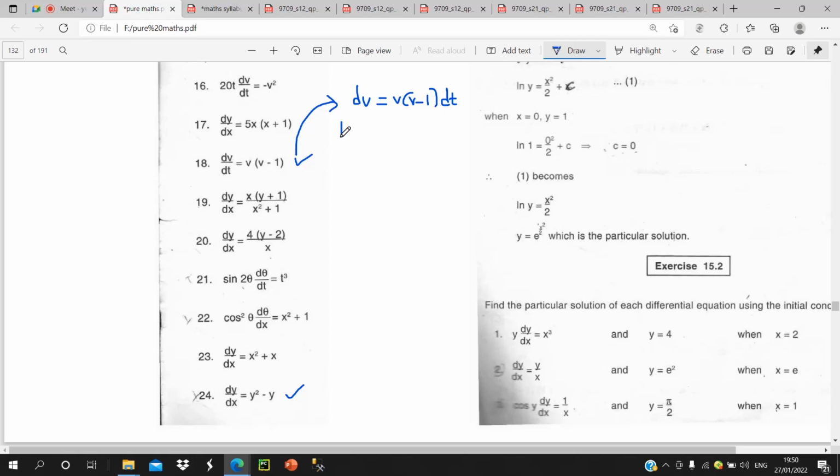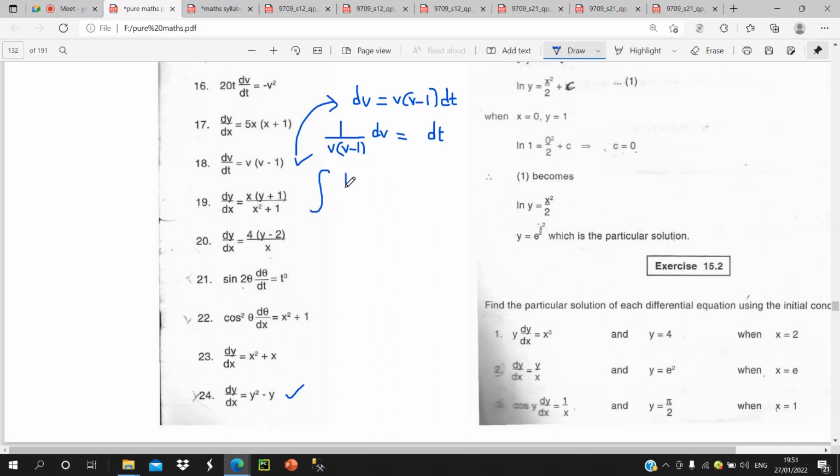So at the end we will have 1 over v(v minus 1) dv is equal to dt, right? Yes. So in this case, do you agree that we've managed to separate? Yes. So after that, we are now what? Integrating both sides.